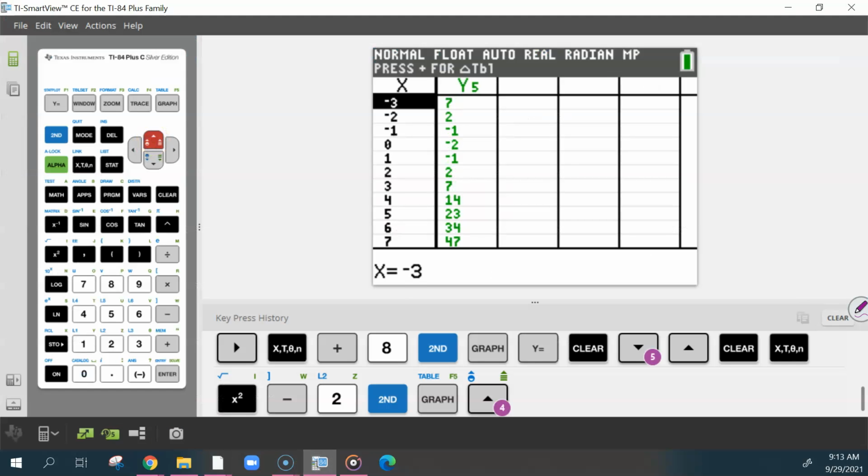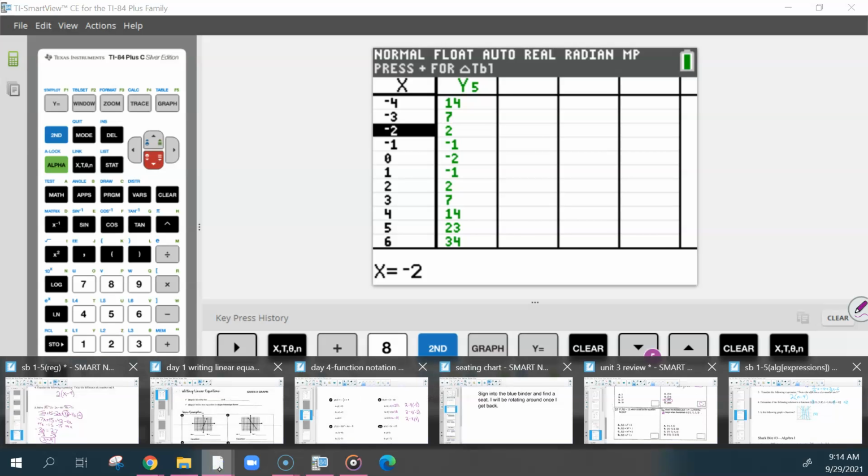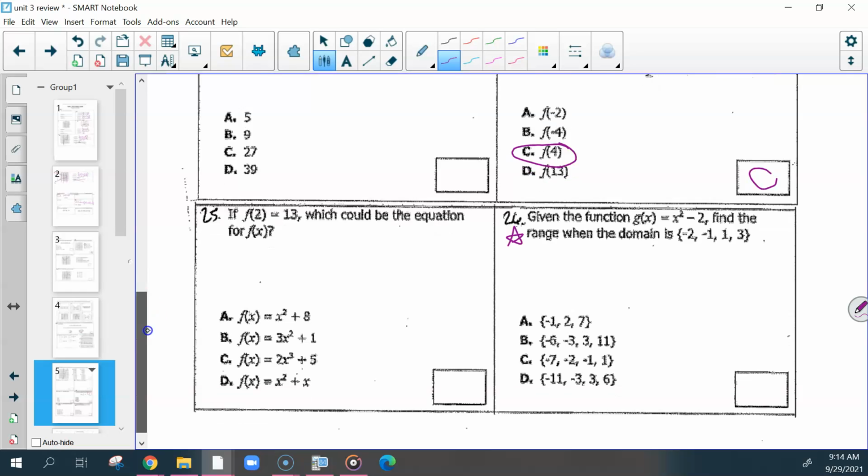So I'm going to scroll until I get the x value, -2. So -2, y is 2. -1, y is -1. 1, y is -1. And 3, was it? Yeah, 3 was 7. So if I were writing those down, or it wasn't multiple choice, it would be A, yes.